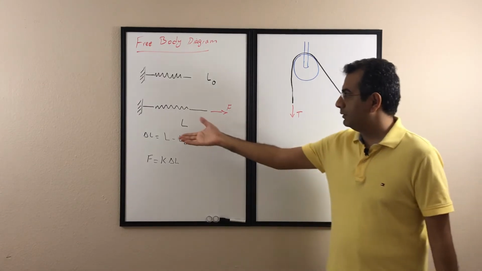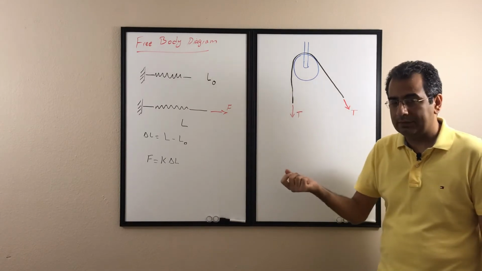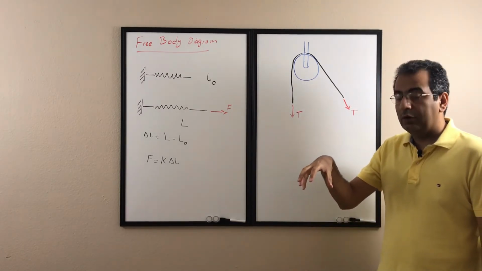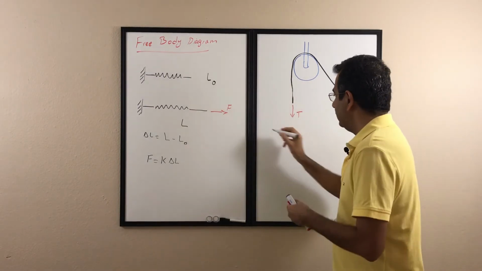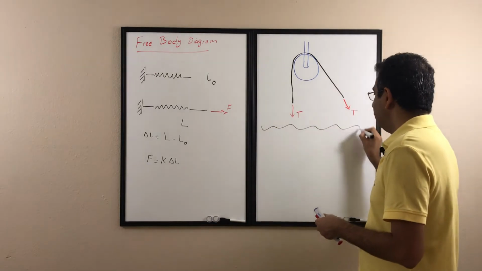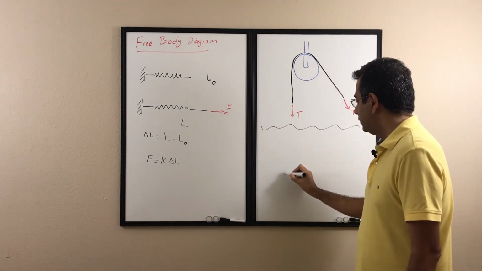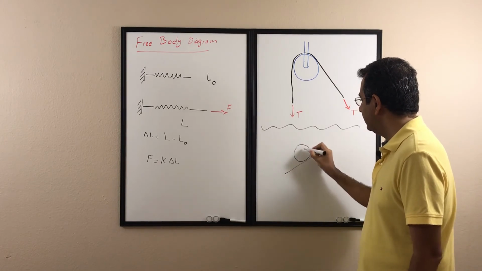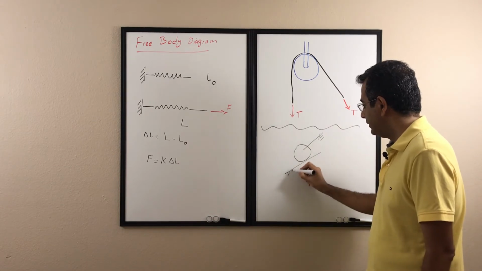The very last form of support is this. The first one was if the spring holds the object in place. The second one is if the rope holds it in place. And the third one is if an object lies or sits on a surface. So I'm going to put it down here. Assume you have an object sitting on a surface, just any surface. I have an object sitting there, and this is the surface.